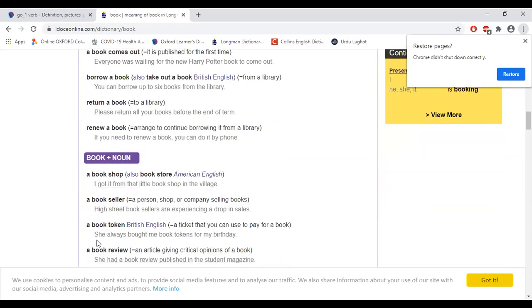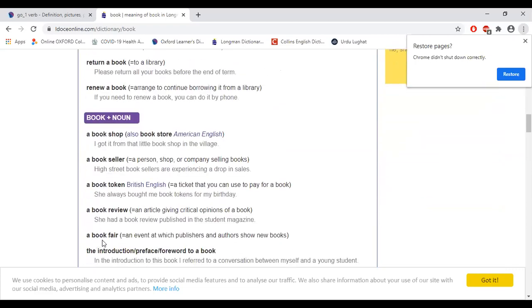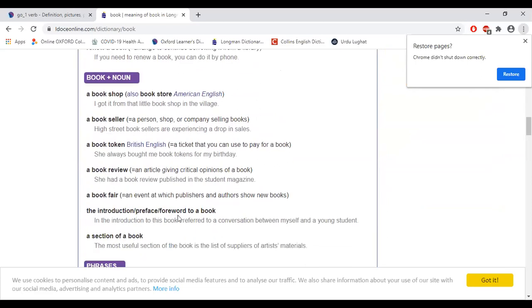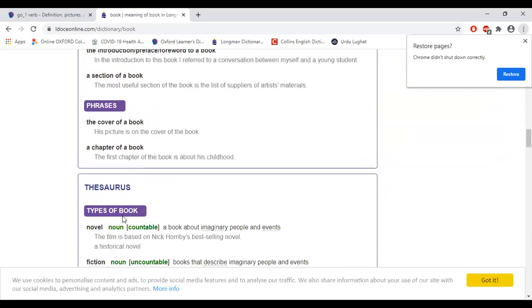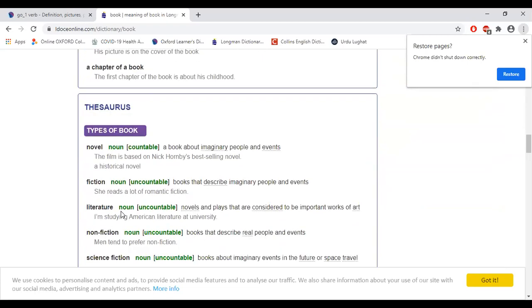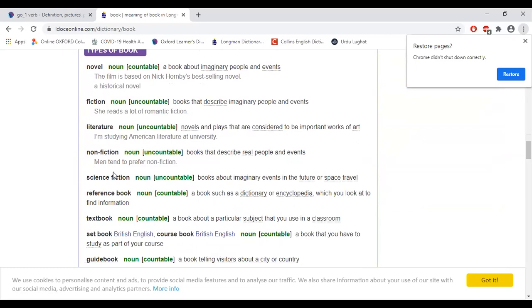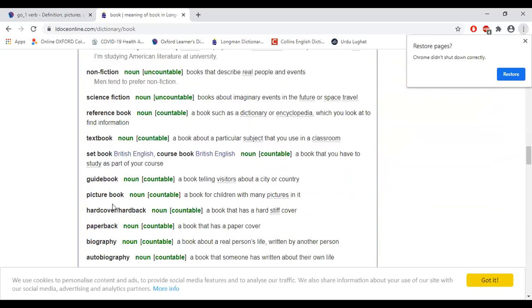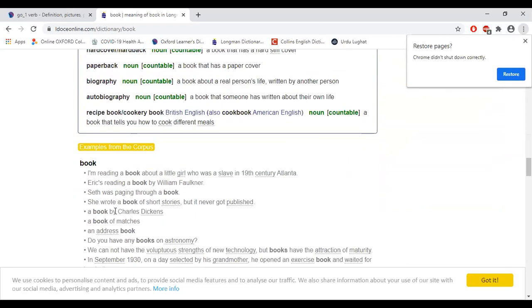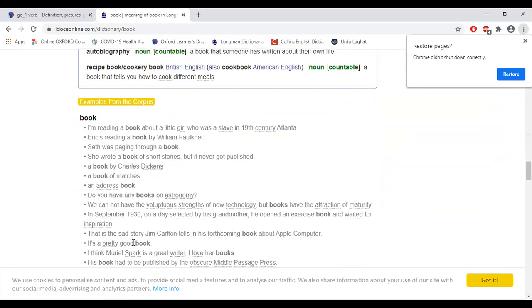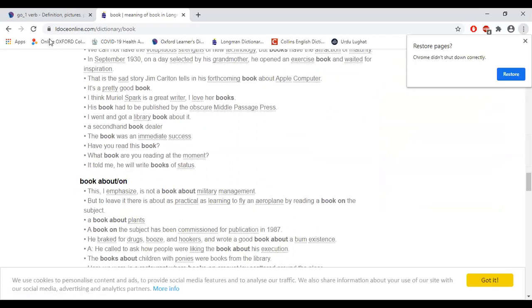A bookshop, a bookseller, a book token, a book review, a book fair, the introduction, foreword to a book, a section of a book, and then you can see phrases. I mean to say that you can see collocation over here, and this is how you have to see it: science fiction, reference book, textbook, set book. You cannot use these on your own, but you have to get things confirmed from a very good dictionary: guidebook, picture book. This is how we check collocation in a good dictionary. You can consult dictionaries like Longman, Webster, Oxford, Cambridge Advanced Learners Dictionary, and these will help you a lot.